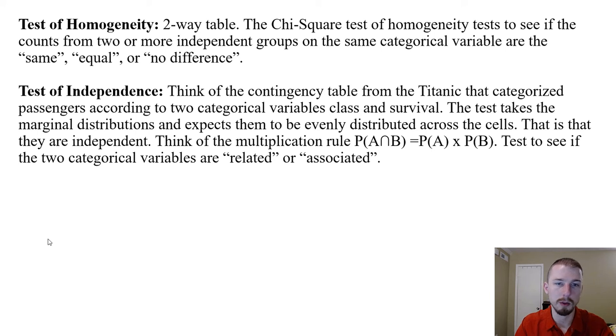A test of homogeneity is whenever you're comparing two different samples. For instance, if we want to compare students at Pump City North and students at Pump City High, those are two different samples, and we would compare the counts between the two to see if they're homogeneous, meaning they're the same. Independence is from one sample that was sorted across multiple variables, just like the Titanic.